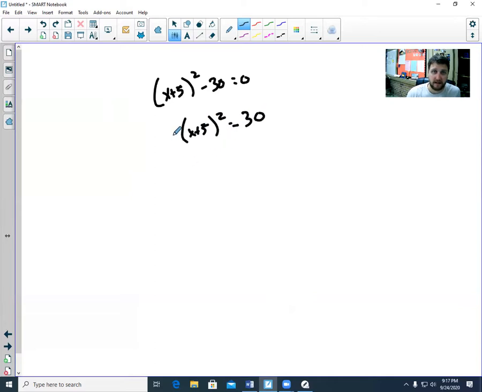I can then take the, oh, I shouldn't have done this. Let's change this to make it easier. So I can say x plus 5 minus 25 equals 0. So this will end up equaling 25.